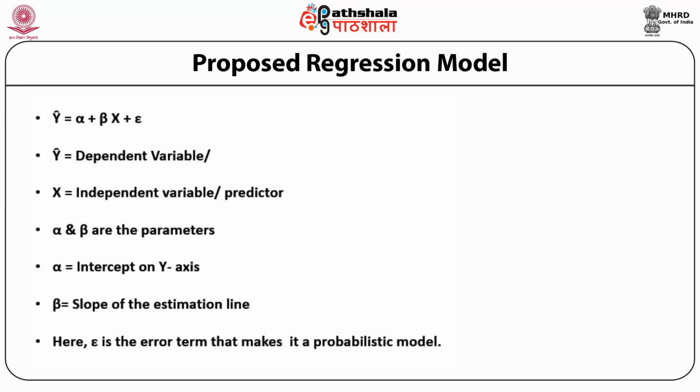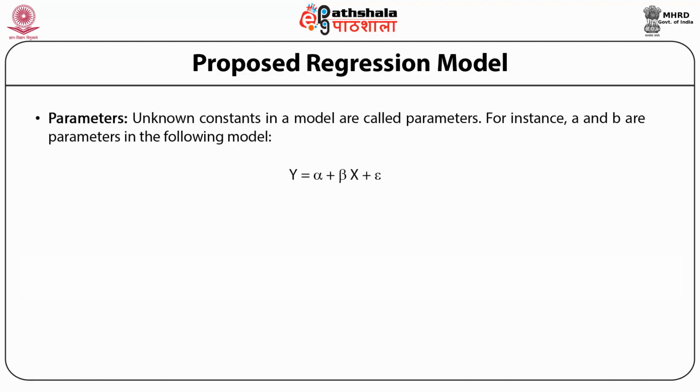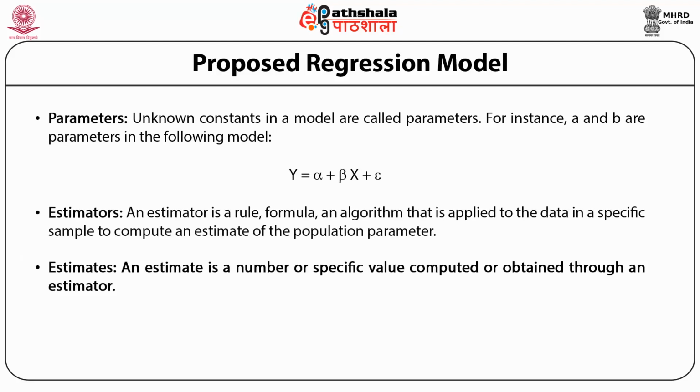So here y cap is the predicted value of the dependent variable, x is the independent variable, also known as the predictor, alpha is the prediction error, and beta is the slope of the estimation line. In this equation we can see the right portion, alpha plus beta x plus alpha. This portion is known as the estimator.